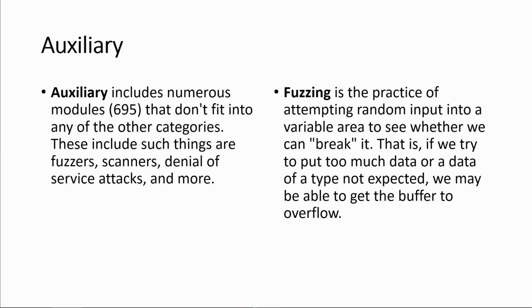Auxiliaries include numerous other modules that may not fit in any other category. This can include things like fuzzers, scanners, DOS attacks, and more. Fuzzing is the practice of attempting random input into a variable area so that we can break it. If it's expecting 1 and we put 5, what happens? So we can fuzz it some. That way we can see if we can get the system to behave differently than what it's supposed to.